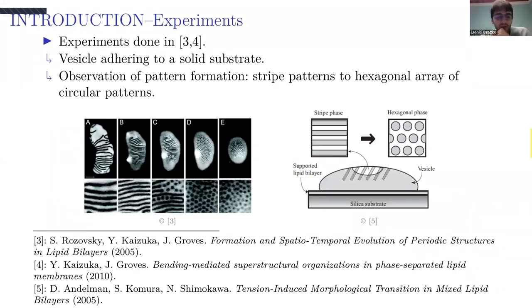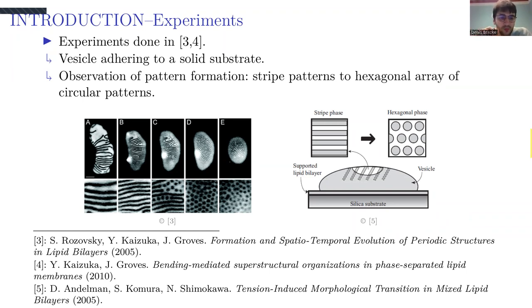I want to motivate this in particular by the following experiments, which were done in the lab of Groves. They took a vesicle, like what you see here in figure A, and adhered it to a solid substrate. The vesicle is basically a membrane which consists of two chemical compounds. White corresponds to no cholesterol and black is cholesterol.